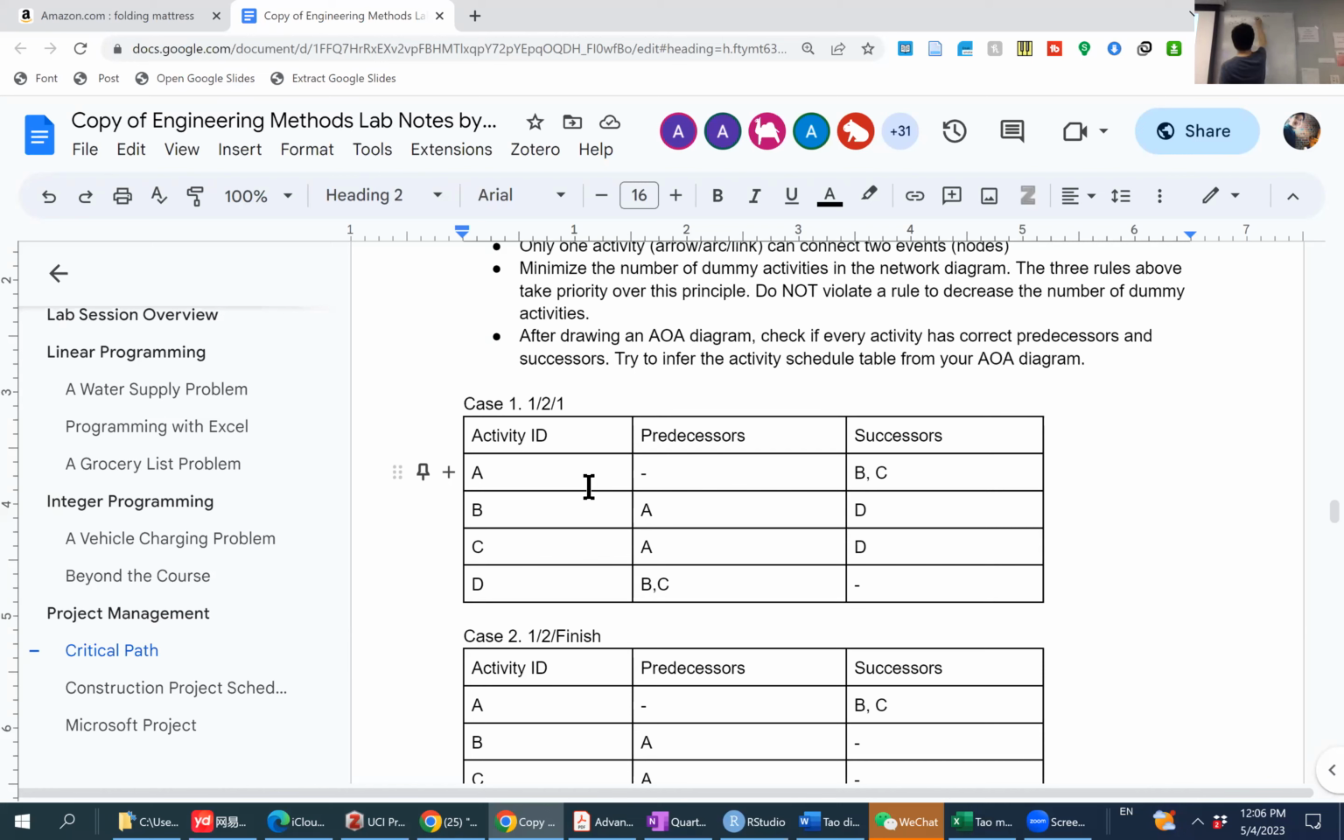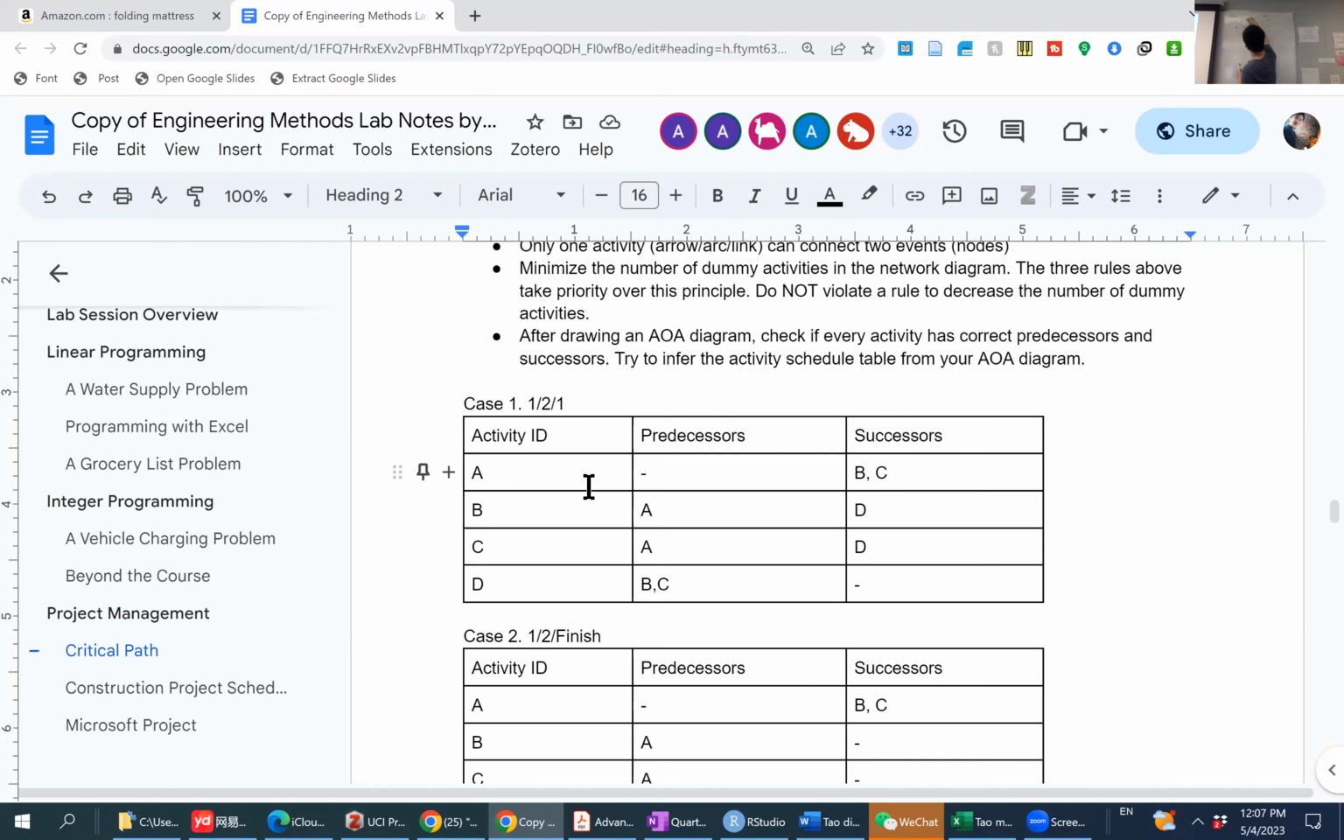That means we can definitely connect that with B, but how do we do that with C? This is done by the fact that C needs to be a predecessor of D, right? In this case, we would need a dummy arrow because that's how C needs to happen before D.